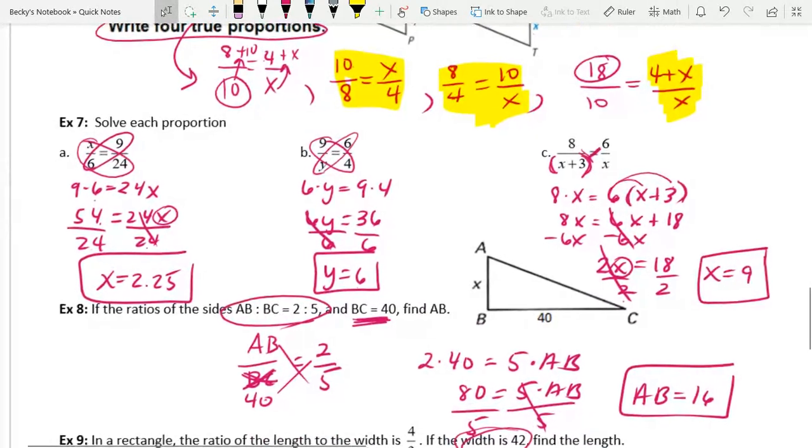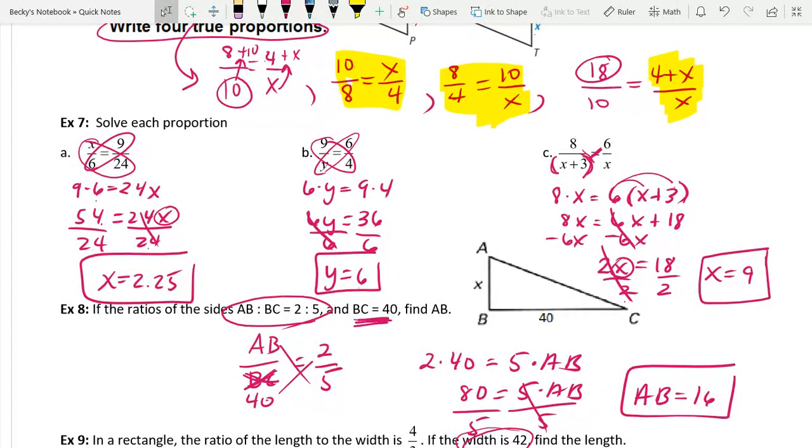All right, let's solve each proportion. Let's cross multiply. So when I cross multiply these, I get 9 times 6 equals 24x. And you're solving for x, so I divide by 24 to get 2.25. Again, you're going to cross multiply. 6 times y equals 9 times 4. And divide by 6 to get 36.